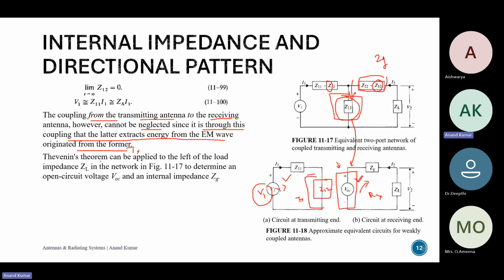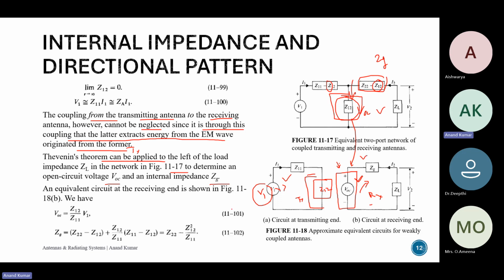So by using Thevenin's theorem, it can be applied to the left of the load impedance ZL in the network, figure 11.17 over here, to determine the open circuit voltage VOC and impedance ZG. We're making this VOC, and we're making this ZG, and we achieve this particular circuit, and then by doing some tricks and maths, we will achieve these two expressions over here.